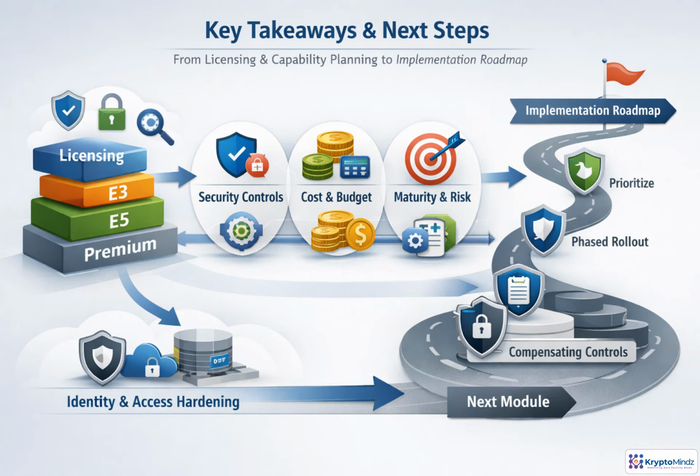Licensing planning turns security intent into an achievable Microsoft 365 roadmap. Know which controls your licenses actually unlock. Map dependencies before designing conditional access, Defender, DLP, audit, or insider risk capabilities. When features are limited, prioritize by risk, phase adoption, and document compensating controls. Next, we'll apply this foundation to identity and access hardening with Microsoft Entra ID.